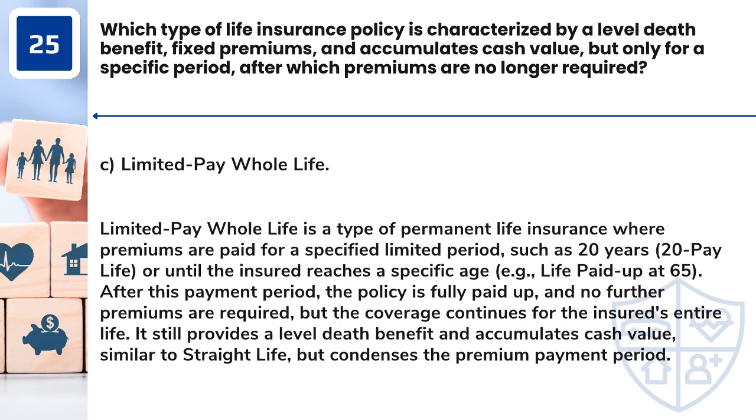Answer: C. Limited pay whole life. Limited pay whole life is a type of permanent life insurance where premiums are paid for a specified limited period, such as 20 years, 20 pay life, or until the insured reaches a specific age, e.g., life paid up at 65. After this payment period, the policy is fully paid up, and no further premiums are required, but the coverage continues for the insured's entire life. It still provides a level death benefit and accumulates cash value, similar to straight life, but condenses the premium payment period.